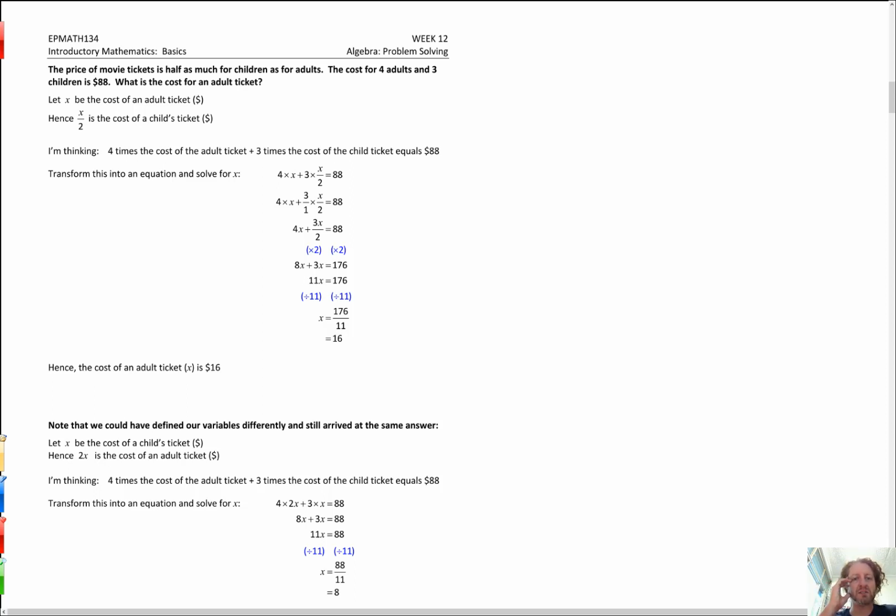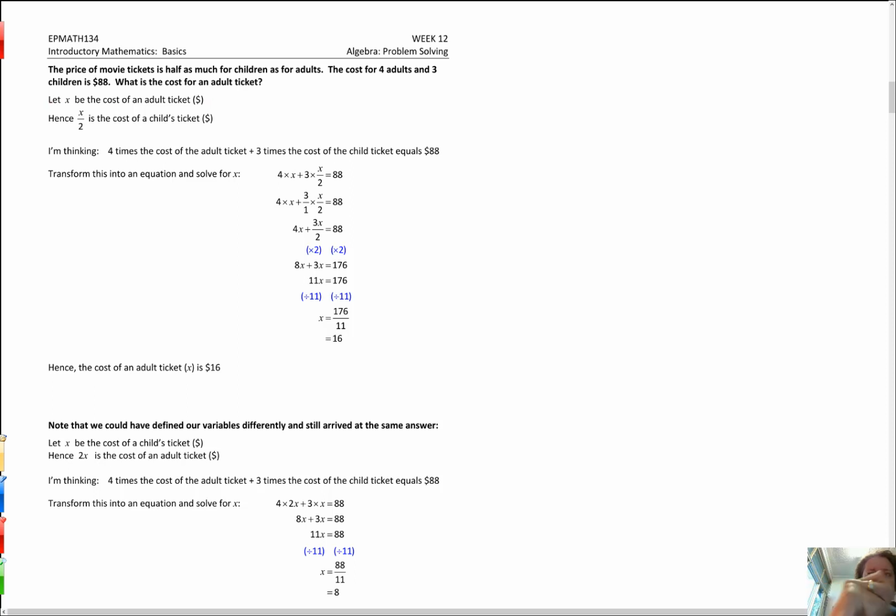Let X be the cost of an adult ticket. And if I was smarter, I probably would have said let A be the cost of an adult ticket, so I don't accidentally go, oh, is this the adult or the child ticket? Either way, you actually write this definition.